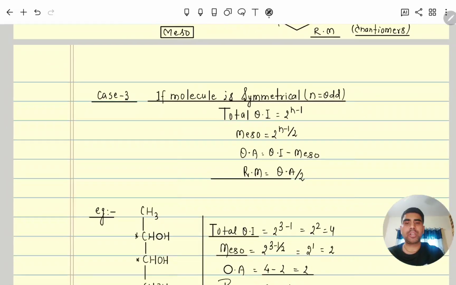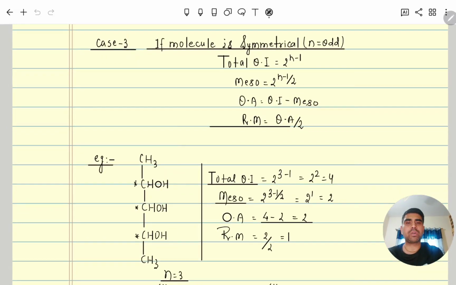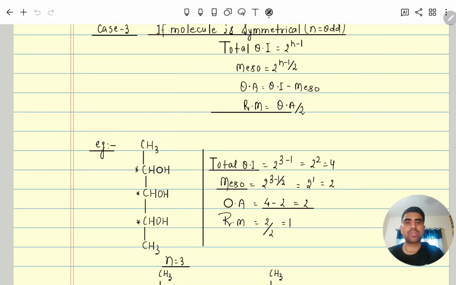Next coming, if the molecule is symmetrical and n is odd, then total optical isomers are 2 to the power n minus 1, meso is 2 to the power n minus 1 by 2, and optically active compounds will be optical isomers minus meso. Racemic mixtures will be the optically active compounds divided by 2, in enantiomeric pairs.